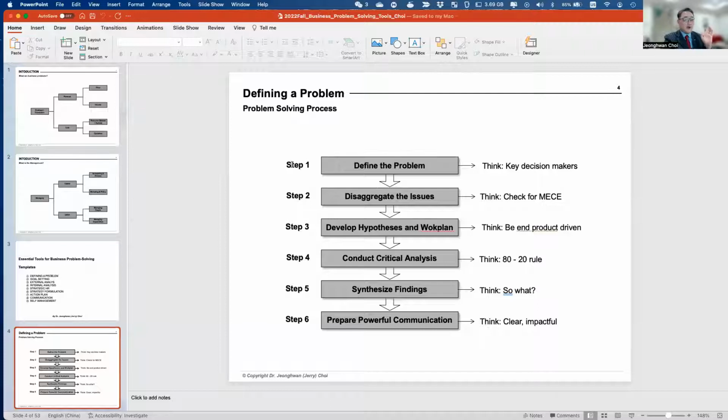So first, in order to solve a business problem, we usually conduct 6 different steps, and every step has a name and a title. When we complete each step, we think something and double check. First, in order to solve a problem, we start with defining the problem. When we define a problem, we must think of who the key decision makers are. Who is the key decision maker? And the more direct words: who pays you?